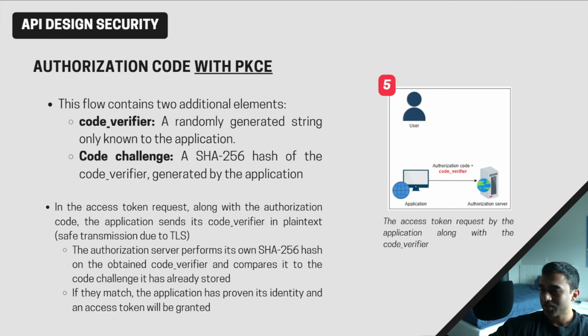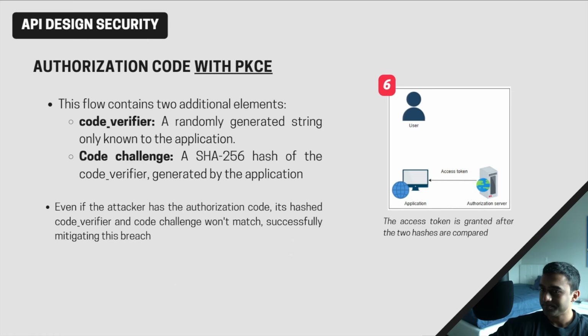So here in the picture, the access token is requested by the application along with the code verifier. And even if the attacker has the authorization code, its hashed code verifier and code challenge won't match, successfully mitigating this breach. So in the picture, the access token is granted after the two hashes are compared.